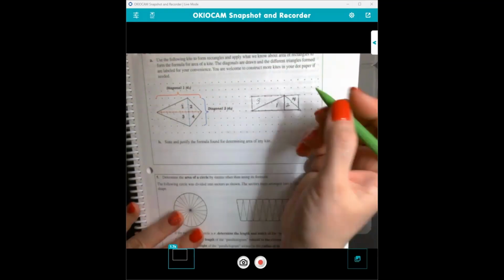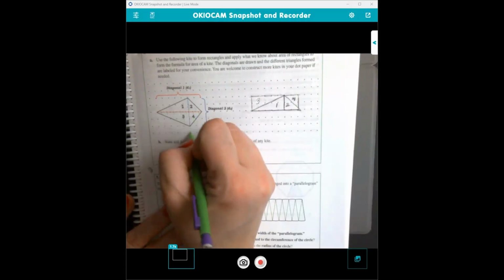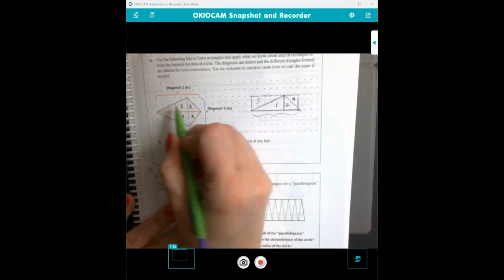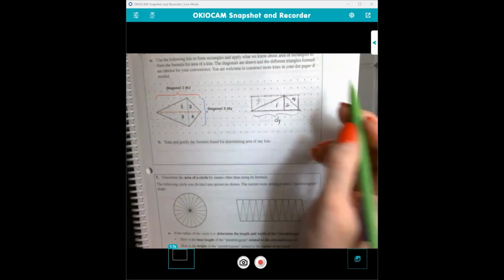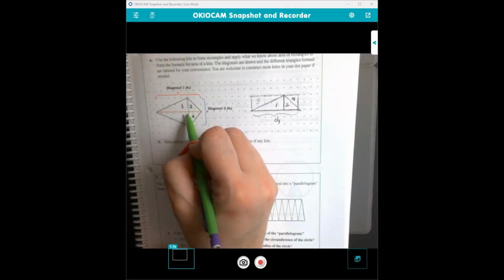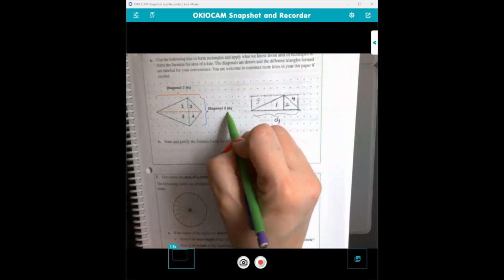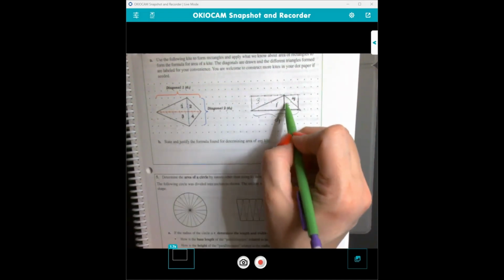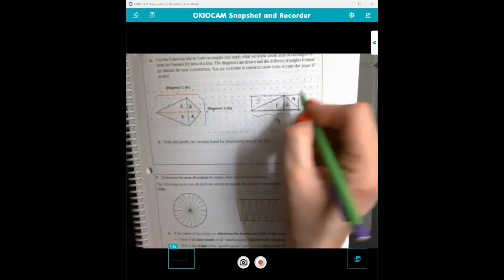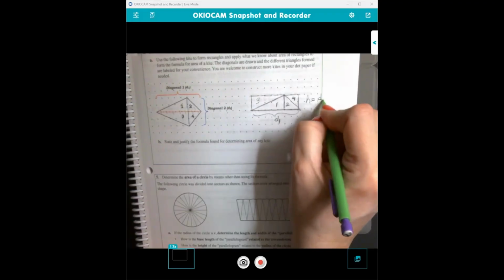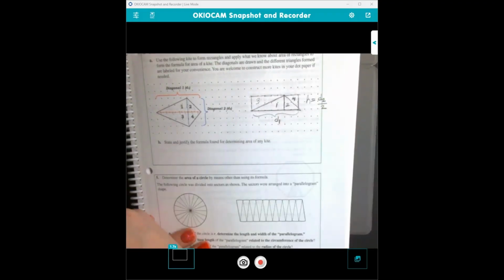And now you need to be careful because we were using diagonals, right? So this is diagonal 1, so I'm going to call it D1. And this piece plus that piece is diagonal 2. And now what happened? I'm only using this tiny piece right here. So the height is actually half of diagonal 2. You see, it was cut in half.